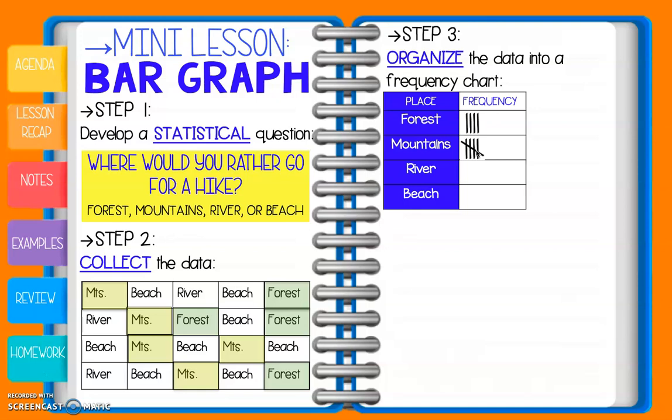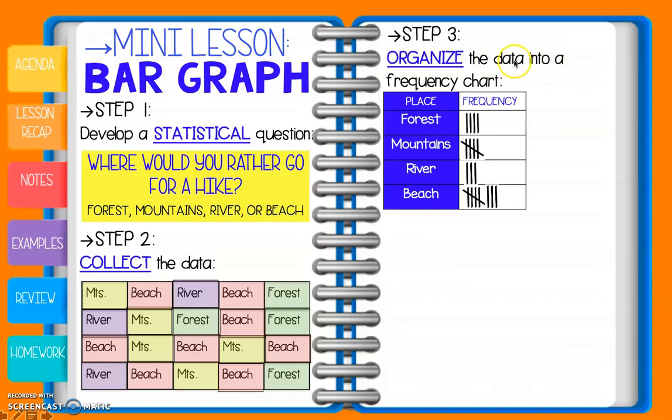Now we're going to look at the people that said they'd like to hike at the river. So over here we have 1, 2, 3 people that would prefer to hike in the river. So we're going to put 3 tallies. And then last but not least, we're going to look for the people that said they would prefer to hike at the beach. So we have 1, 2, 3, 4, 5, 6, 7, 8 people that prefer the beach. So we're going to have a bundle of 5 and then 3 more that tell us that 8 people would prefer to hike at the beach.